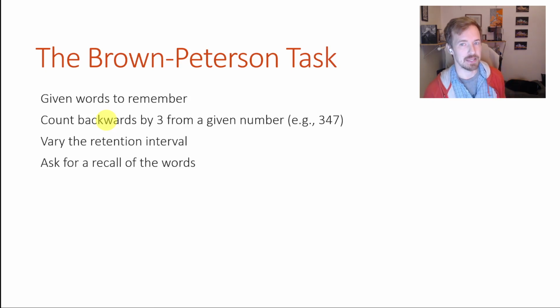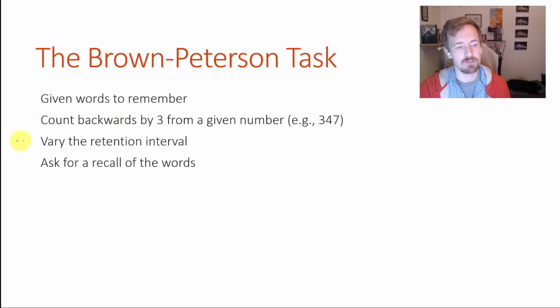We'll start with the Brown-Peterson task. This is a task from before working memory was even a thing. This is something that people were doing back in the 60s as a way to test memory. Essentially, you would give somebody a list of words to remember, and then you would ask them to count backwards from 3. So you'd give them a number like 347, then ask them to count backwards from 3: 347, 344, 341, 338, 335, 332, and so on, while they're trying to remember the words.